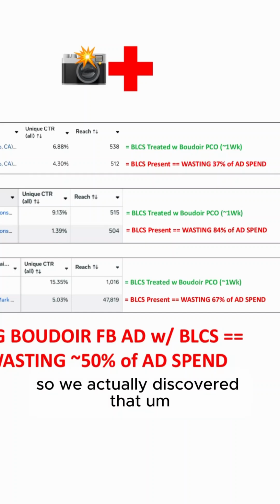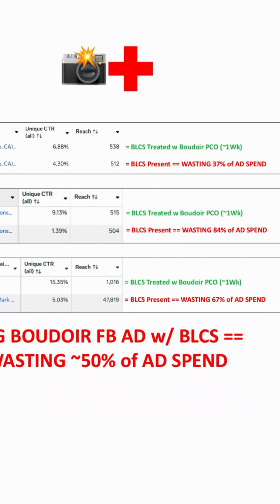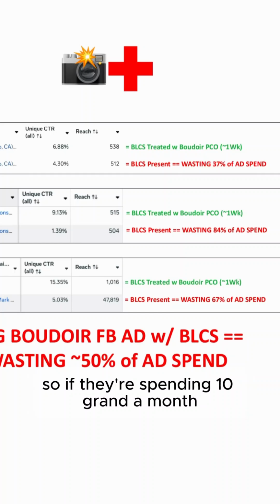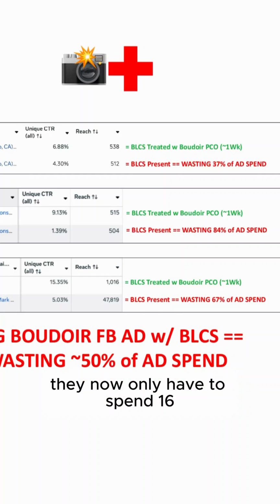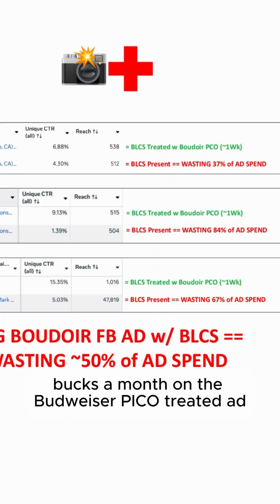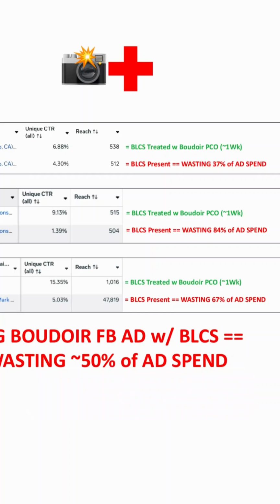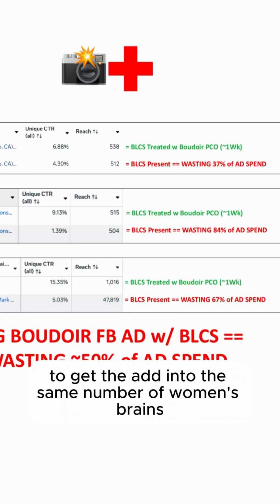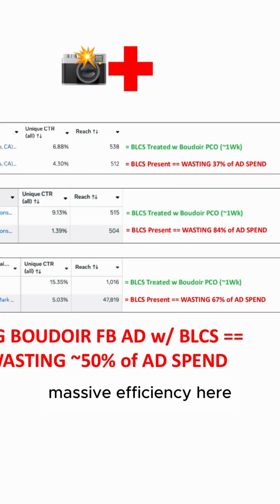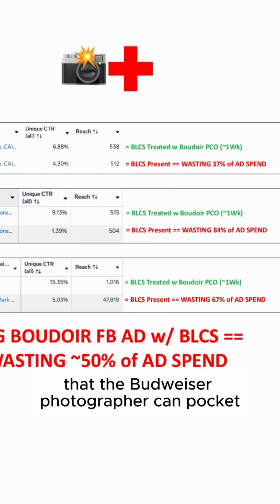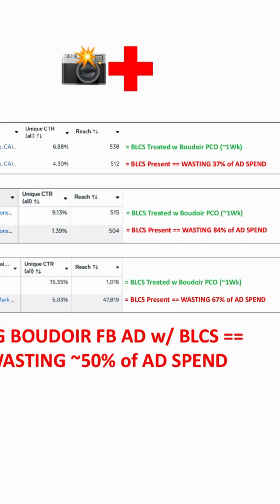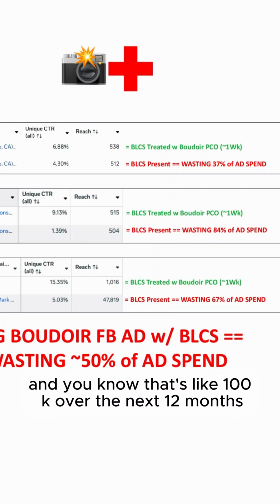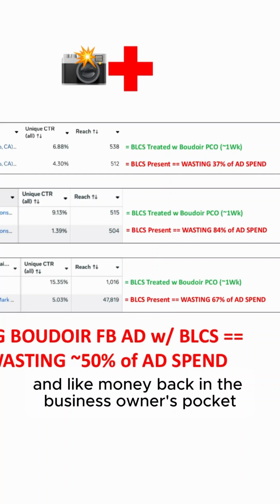So we actually discovered that the original was wasting 84% of ad spend. So if they're spending 10 grand a month on the original Boudoir Facebook ad, they now only have to spend $1,600 a month on the Boudoir Pico treated ad to get the ad into the same number of women's brains. So, massive efficiency here. So it's $8,400 a month, literally, that the Boudoir photographer can pocket as kind of like a phantom profit, phantom bonus by simply not having to burn it. And that's like 100K over the next 12 months in money back in the business owner's pocket.